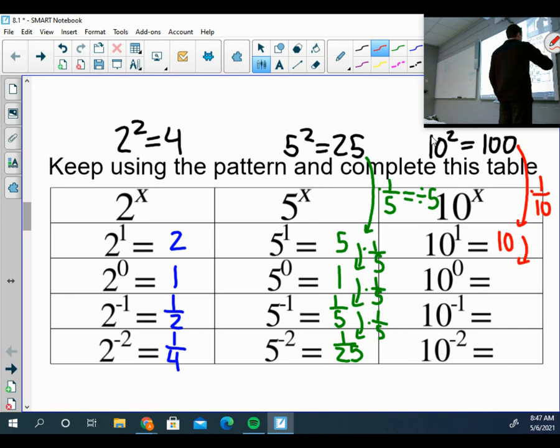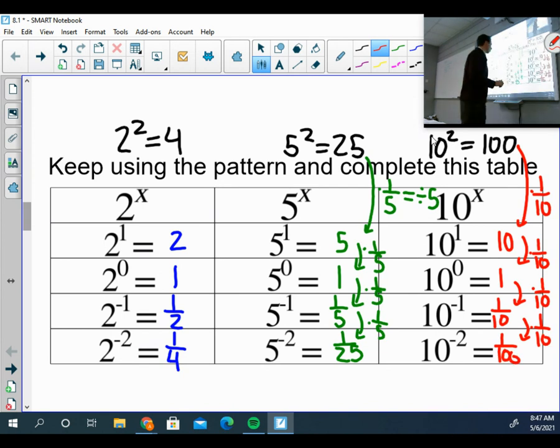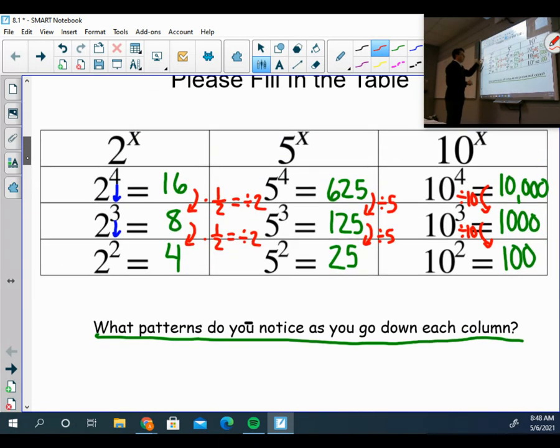I get 10, 1, 1 over 10, and 1 over 100. And so what we've observed to this point is when we were in our previous table, we observed a pattern.